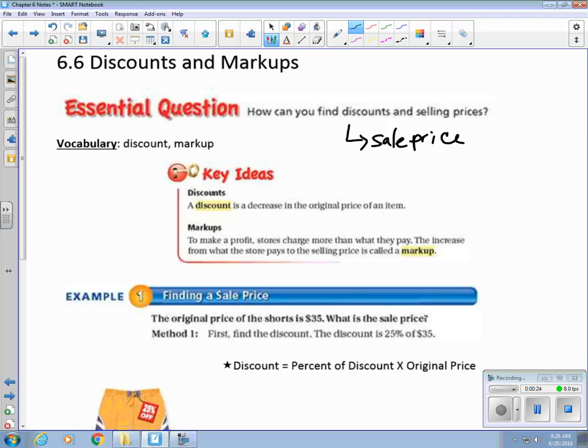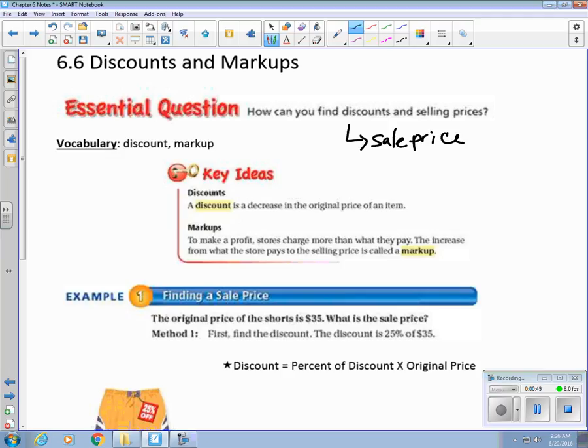So what we want to be able to figure out is, let's say you go to a clothing store and there's a rack that says 25% off all items at that rack. And so you want to be able to figure out what would be the price of this pair of pants. If the original price was $30 and it's 25% off, what would the sale price be? And that's what this lesson is going to allow us to do.